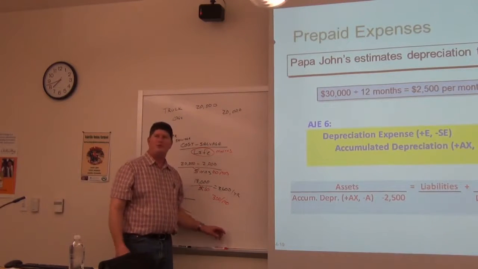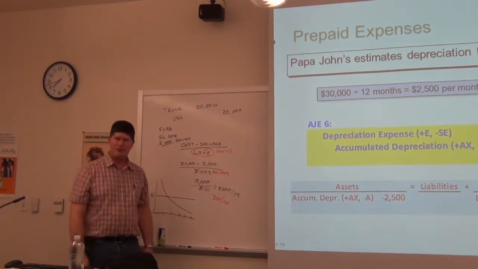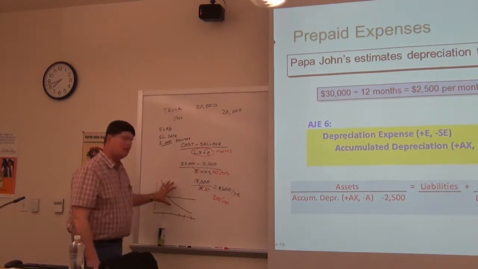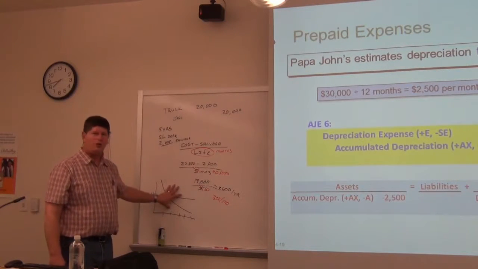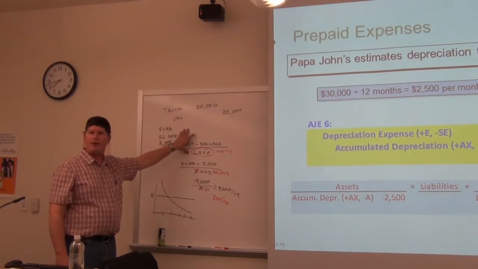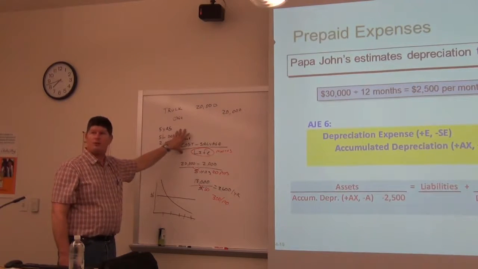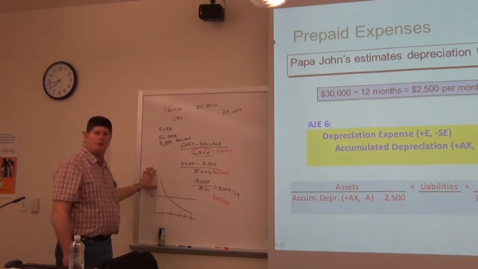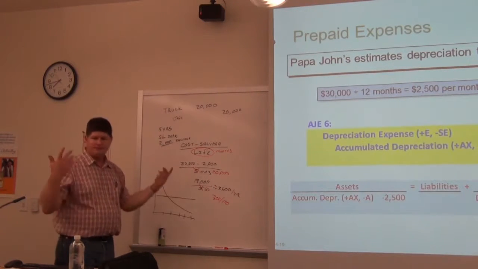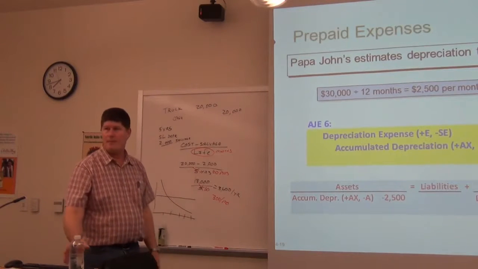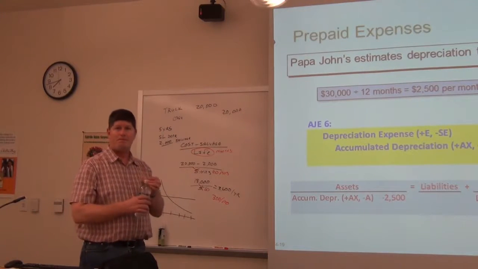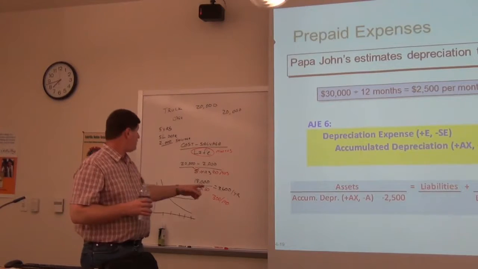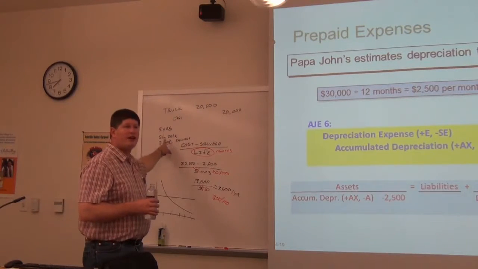They use both. Either or both. It depends. You try and match the method with what you really expect will happen out of the vehicle. Am I going to drive it more in the first couple years than the last two or three? Then I want to use accelerated. But if I'm going to drive it the same every year, go straight line. Do companies have both? Yep. You can pick a different method for every asset.